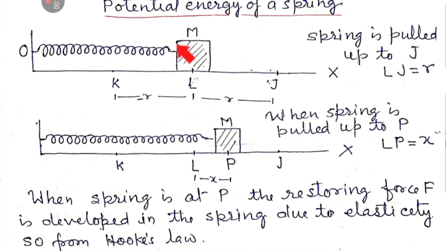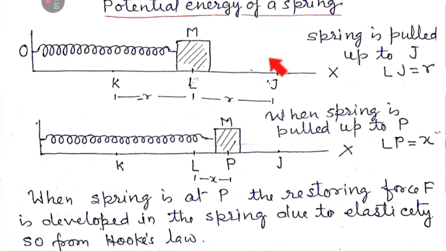block of mass m. This position is the equilibrium position of the spring at point L. When the spring is pulled up to point J, the displacement of the spring is R, and due to this displacement, the work done to displace the block from L to J is stored in the spring, that is, potential energy.